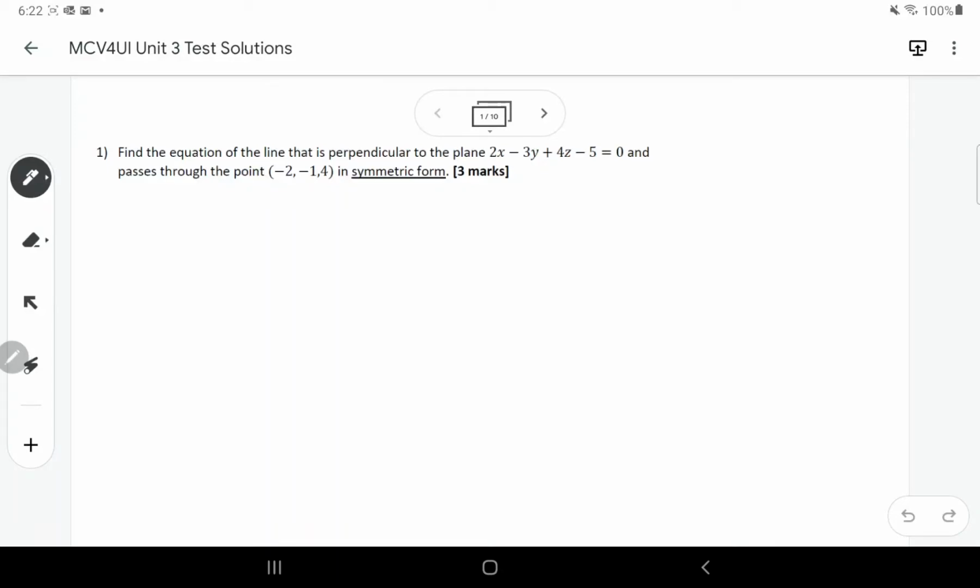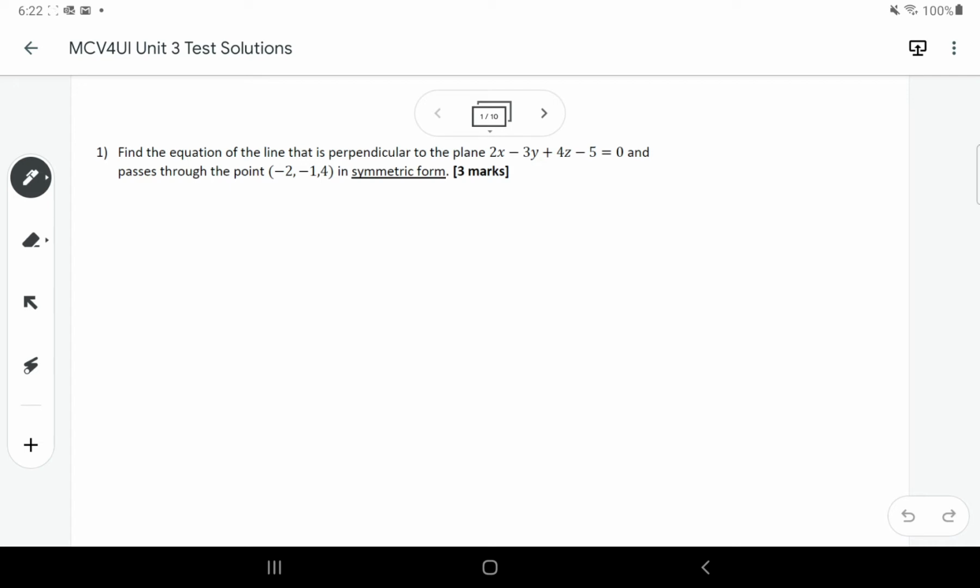Hi folks, I'm going to make a recording of the Unit 3 test solutions just so you guys have a bit more explanation than just looking at it, especially for a number of questions where there were multiple choices, multiple correct solutions, especially for, say, equations of planes and that kind of thing.